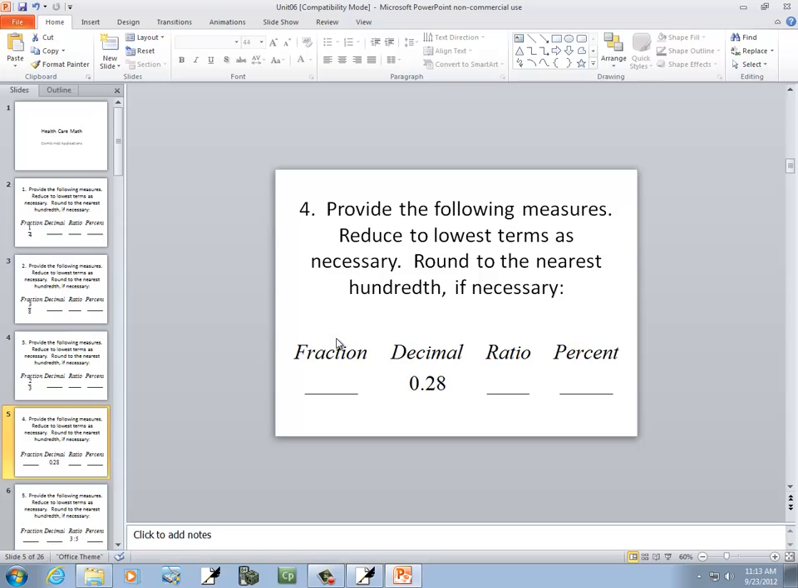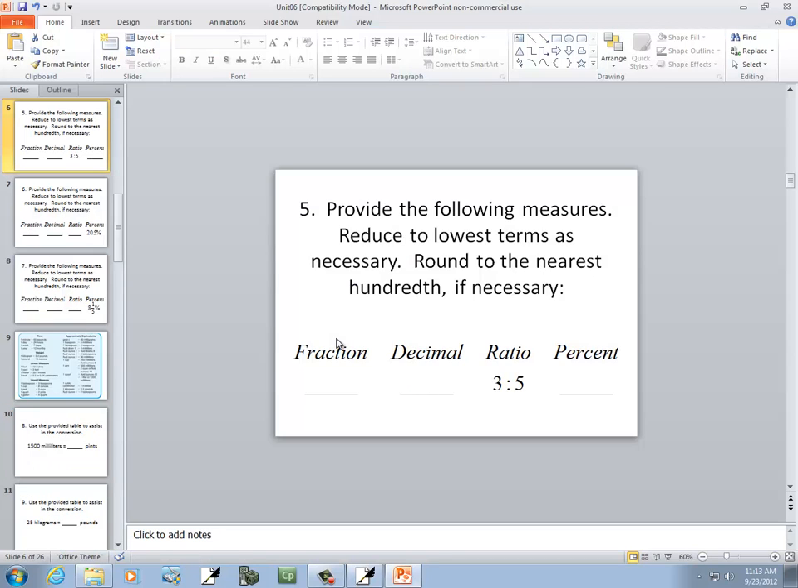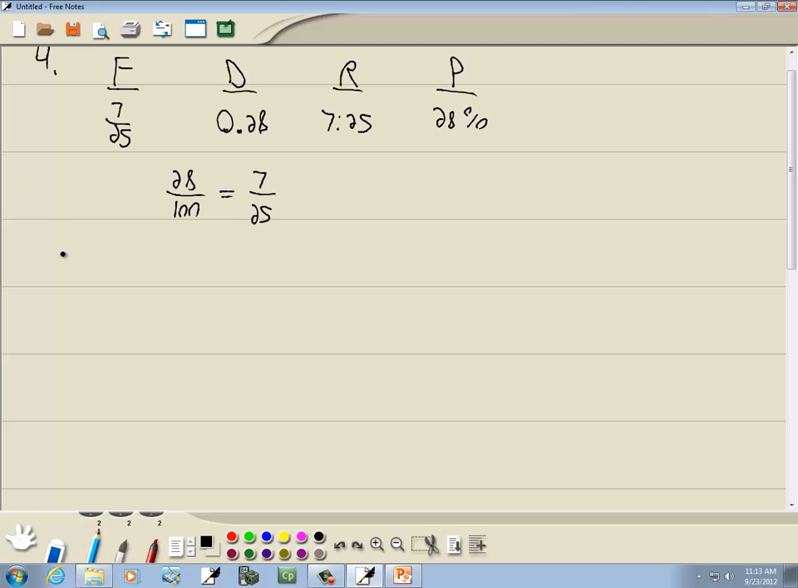Let's take a look at our next problem. A fraction, decimal, ratio, and percent. And we're given ratio here, 3 to 5. Well, fraction-wise, that'd be 3/5.